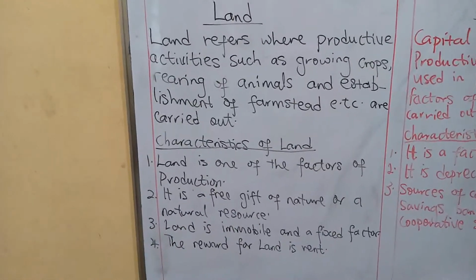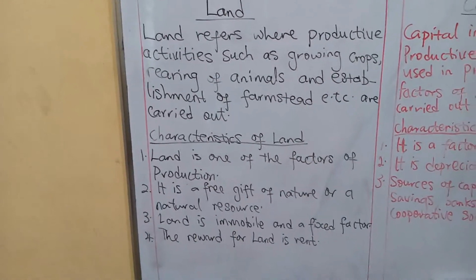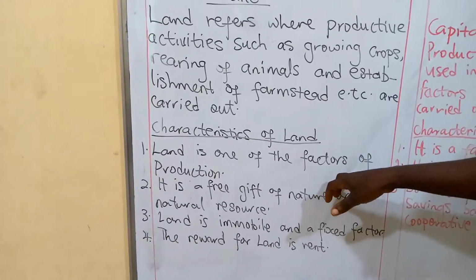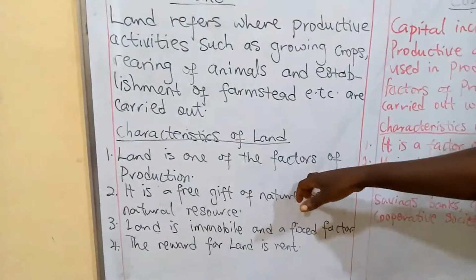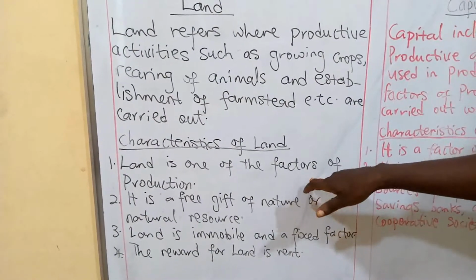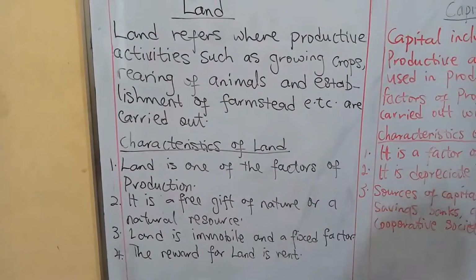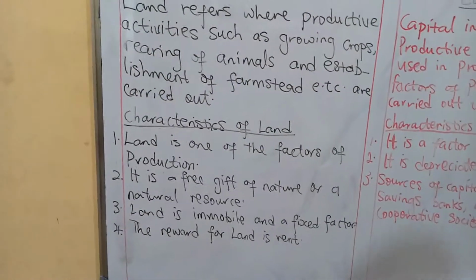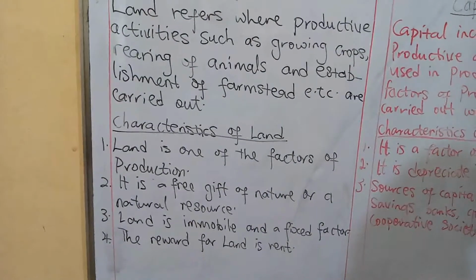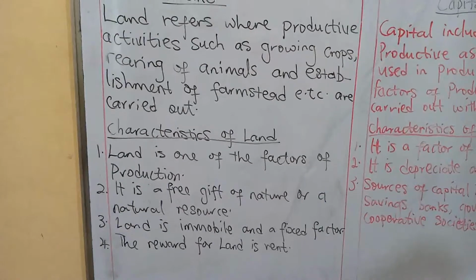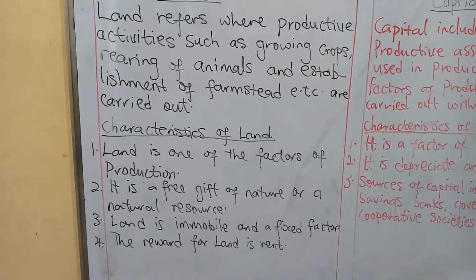There are more than this. Land is one of the factors of production. Yes, you have to know that land is one of the factors of production. We need land before we can carry out anything in terms of, like I said, crop farming or animal husbandry. It is a free gift of nature, or a natural resource. Nobody created it. It was created by God. And we explore these creations to make use of whatever we want to make use of.